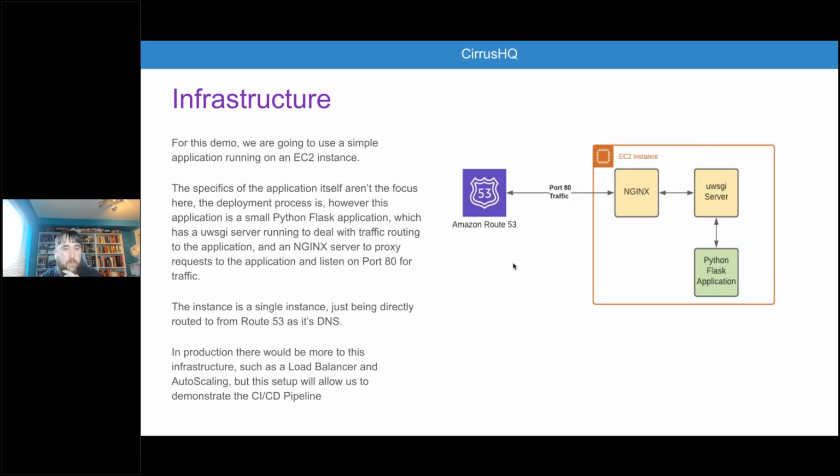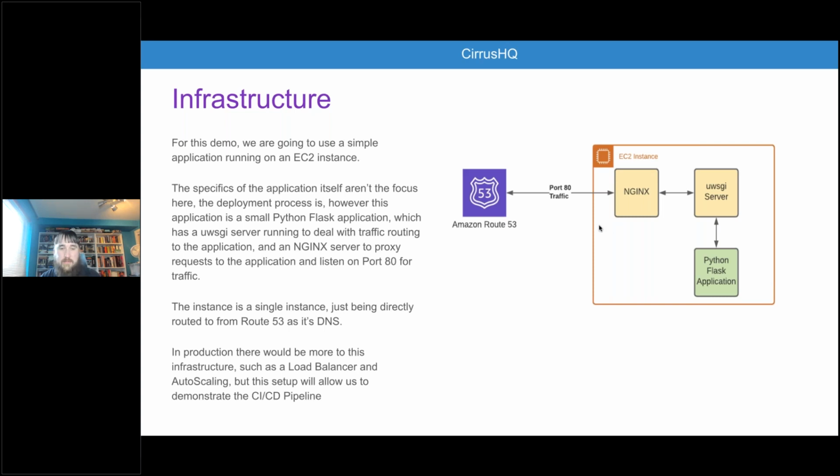So what we're going to do today, just in terms of our demo, I've got an EC2 instance set up, which has Nginx installed on it, and a uWSGI server, which we're going to be using for a Flask application. So this uWSGI essentially allows the communication to our Flask application, and Nginx is listening on port 80, and it'll proxy over to that server.